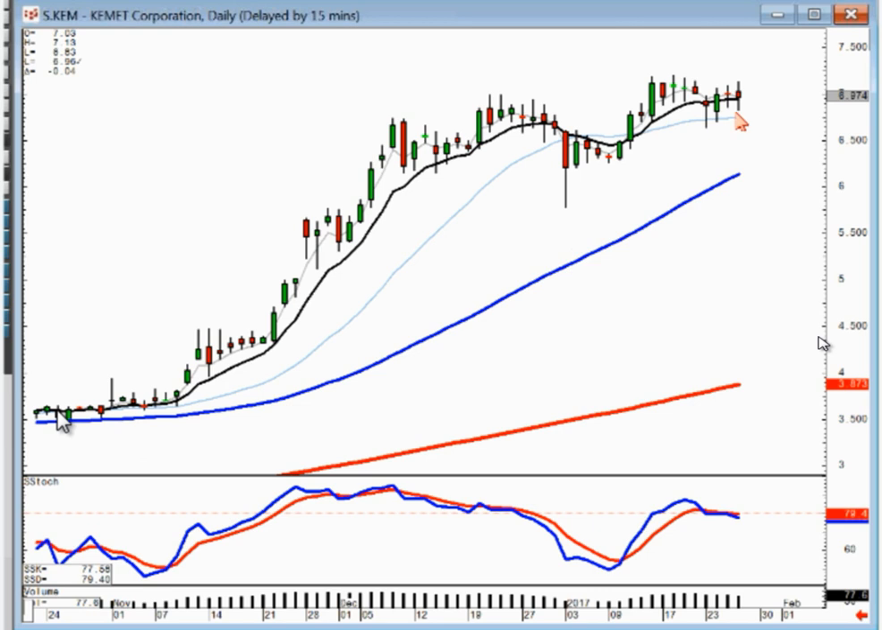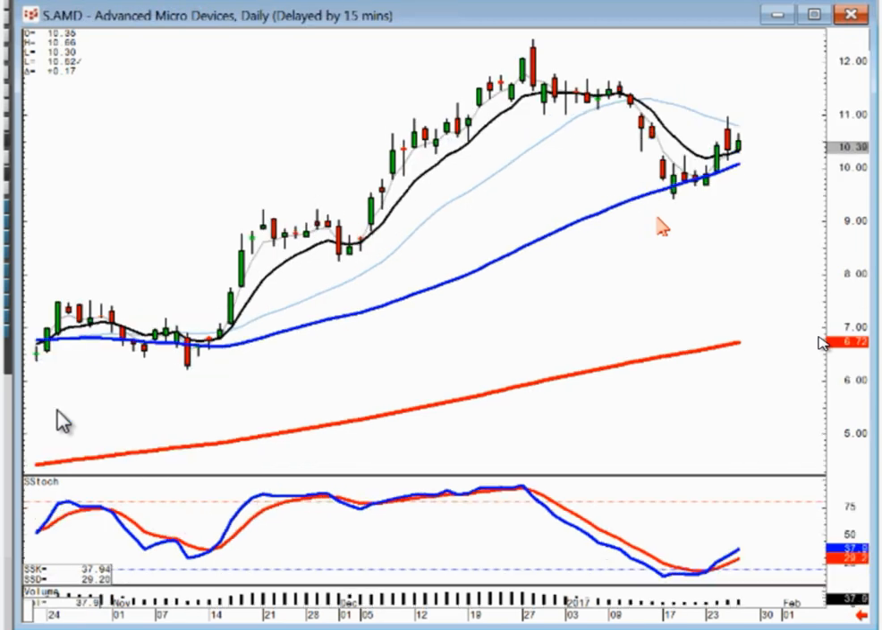KEM also losing its trajectory. If this opens lower tomorrow, you close it out. You can always put your buy stop back up above this level, which would be created or coming up through there because of a bullish signal. You stay long on Advanced Micro as long as it doesn't close below the T line.